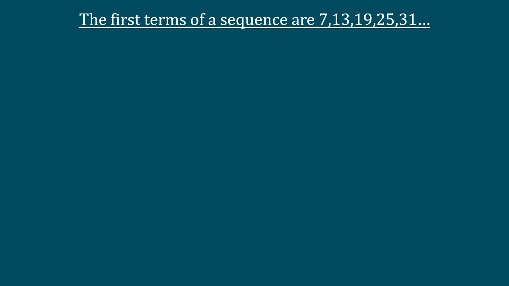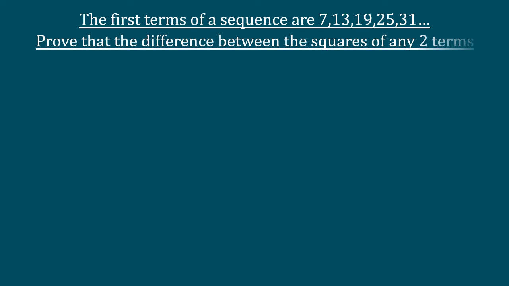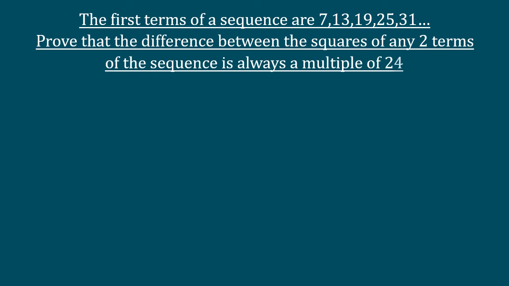The first terms of a sequence are 7, 13, 19, 25 and 31. Prove that the difference between the squares of any two terms of the sequence is always a multiple of 24.